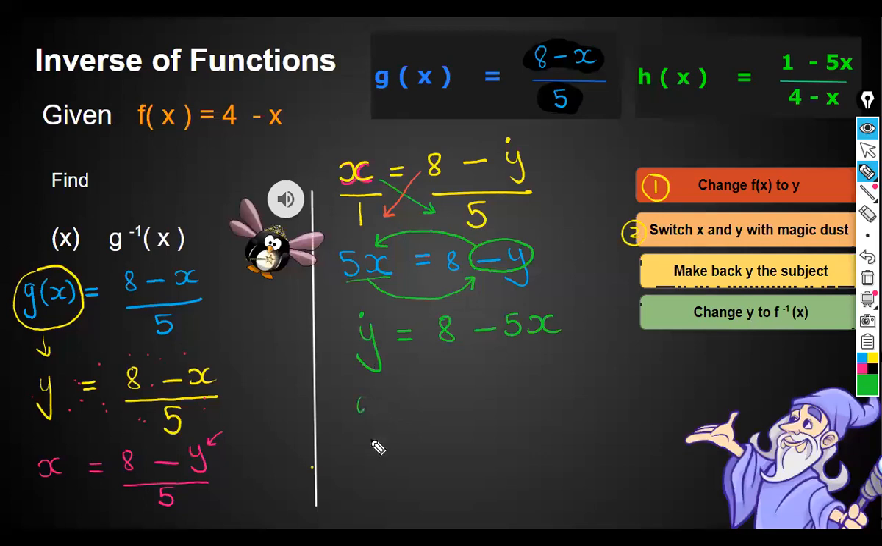Throw away the y and put what now? G inverse x. So this is the symbol for the inverse of g. And put it equal to 8 minus 5x. Right? It's very important to note how powerful cross multiplication is. Remember last week I stated, cross multiplication allows you to take a question with fractions in it. And when you cross multiply it, it becomes a level or flat, normal, boring question, which is easy to handle.